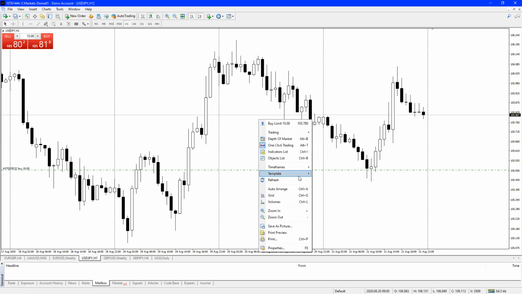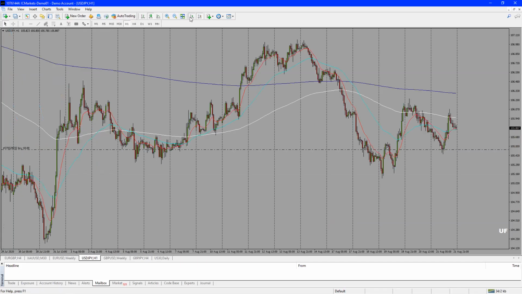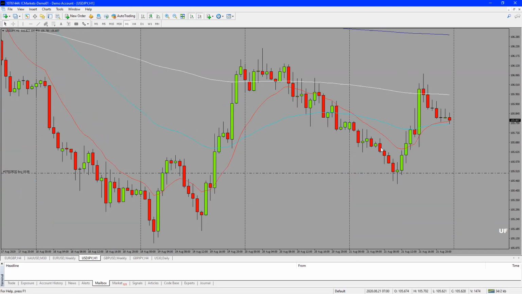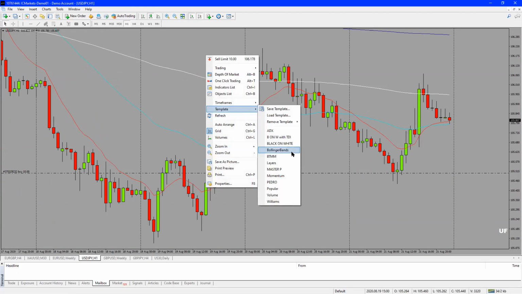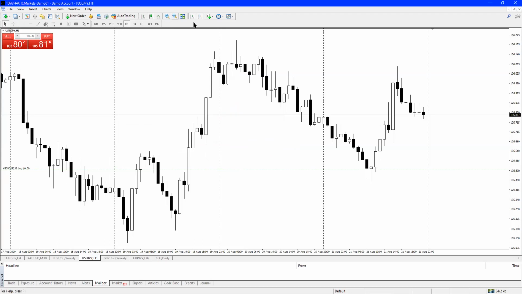Let me see if I have anything like that. BTMM. Okay, we have something like this. We have the red and the green candle, but I normally use the black and white. Okay, so black and white. Right. So that is it.